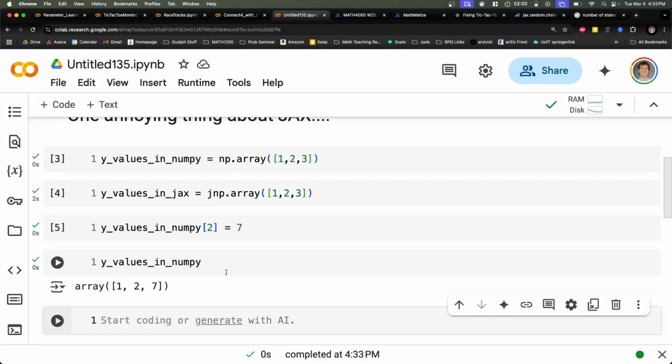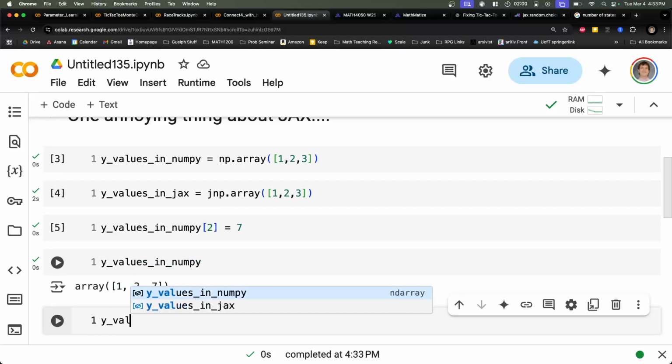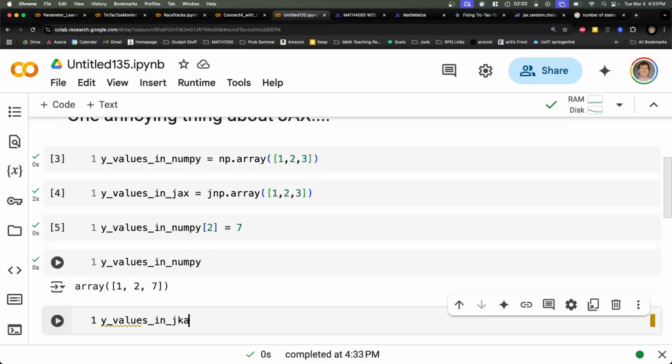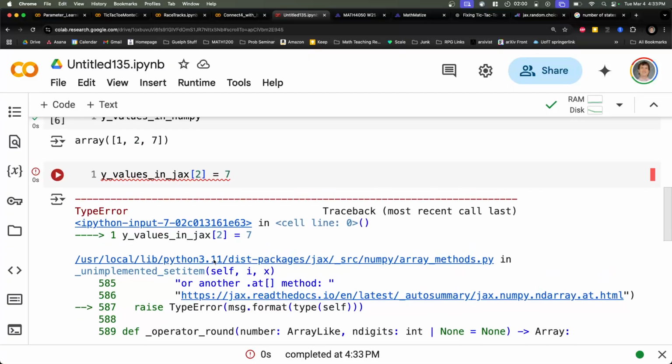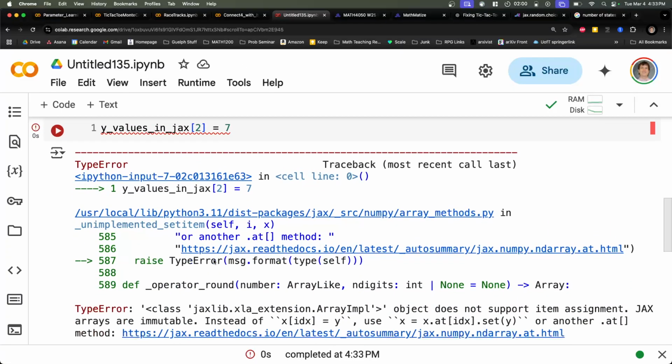Now let's try to do it in JAX. Y values in JAX of 2 equals 7. We run it, and now the computer yells at you. You're like, oh no, I just did something so simple. Why does it not work? The reason is explained here in this complicated message: the object does not support item assignment. JAX arrays are immutable, not mutable.